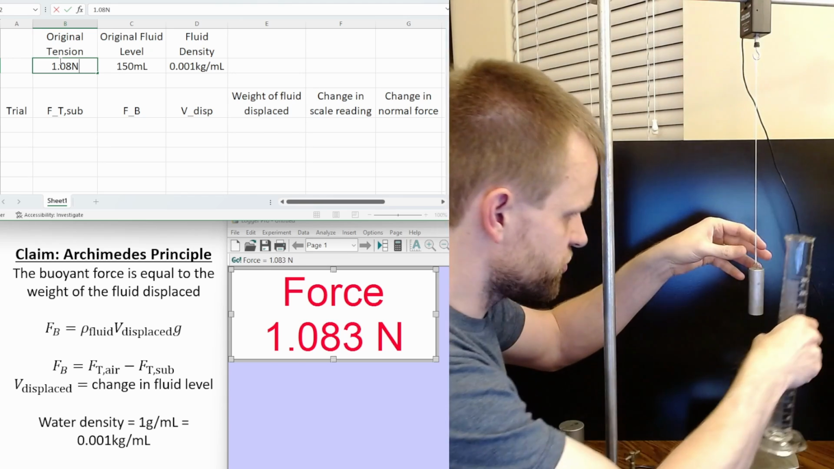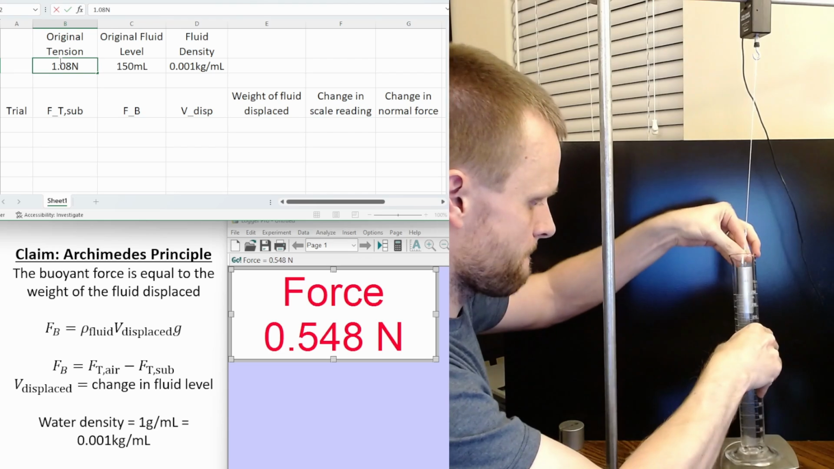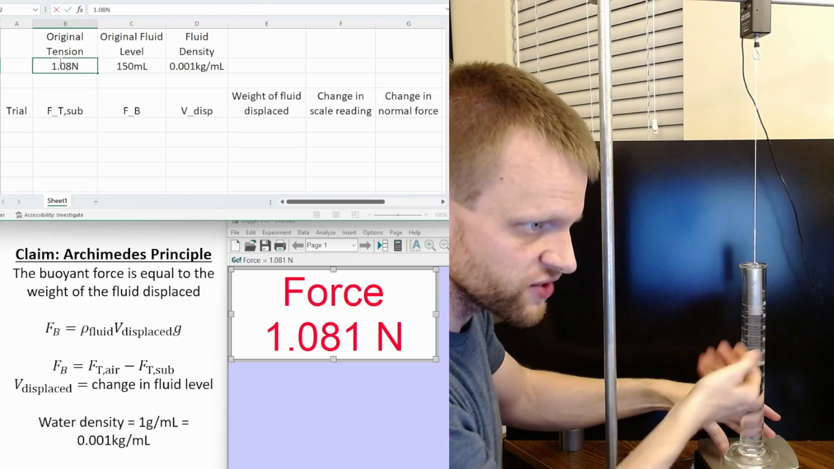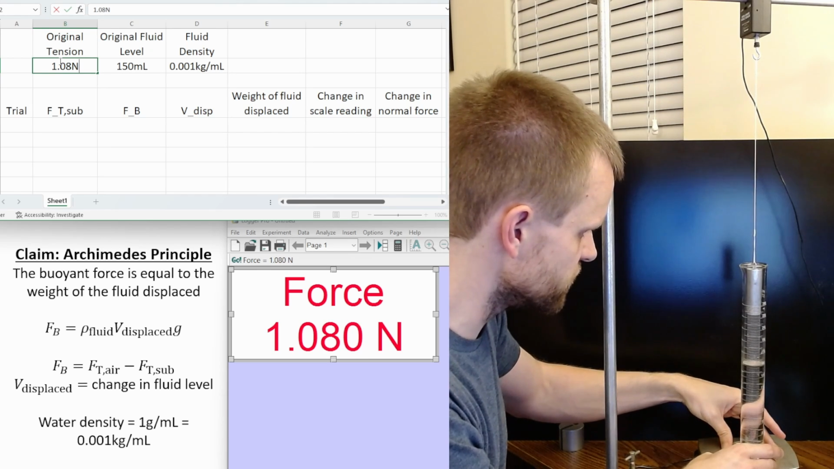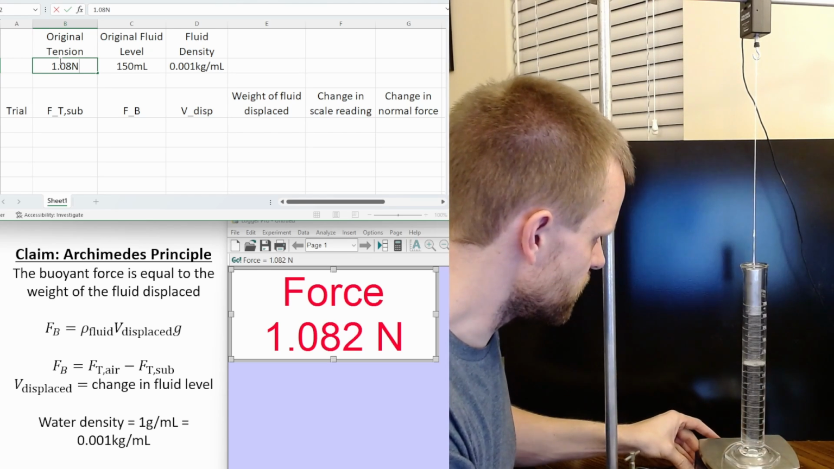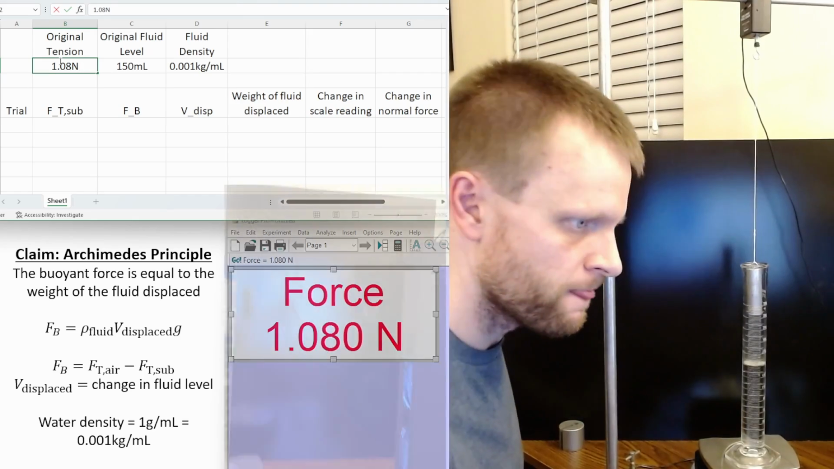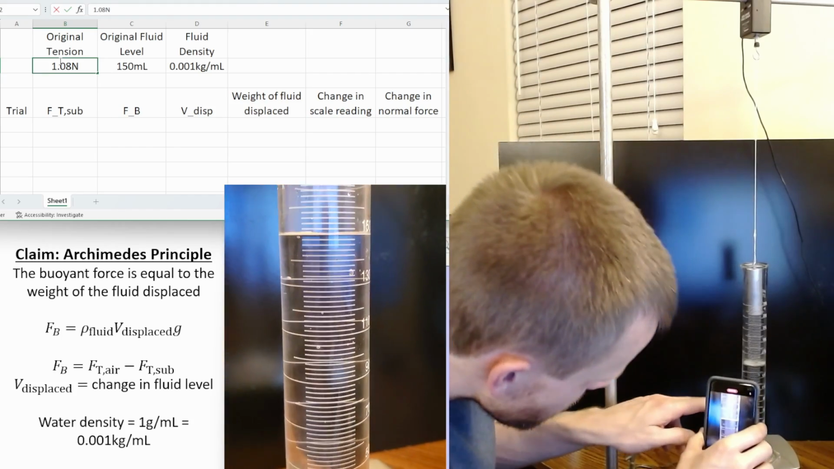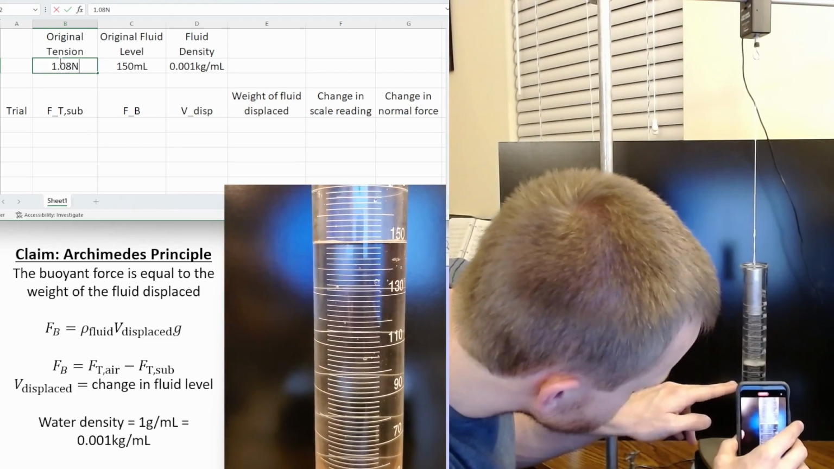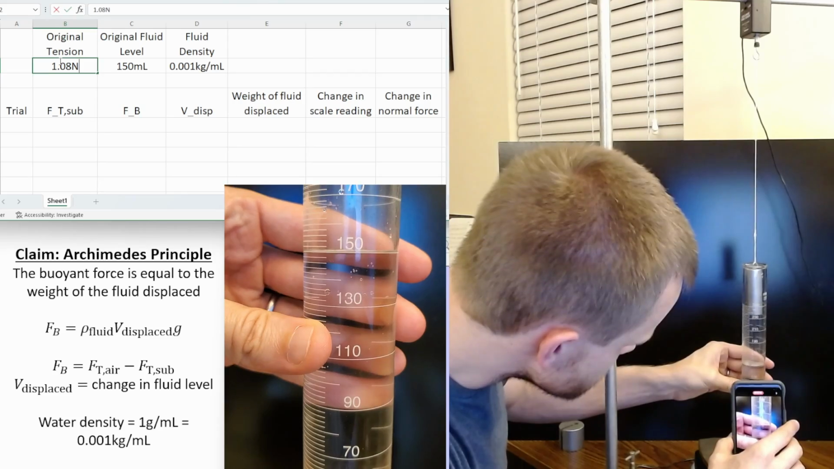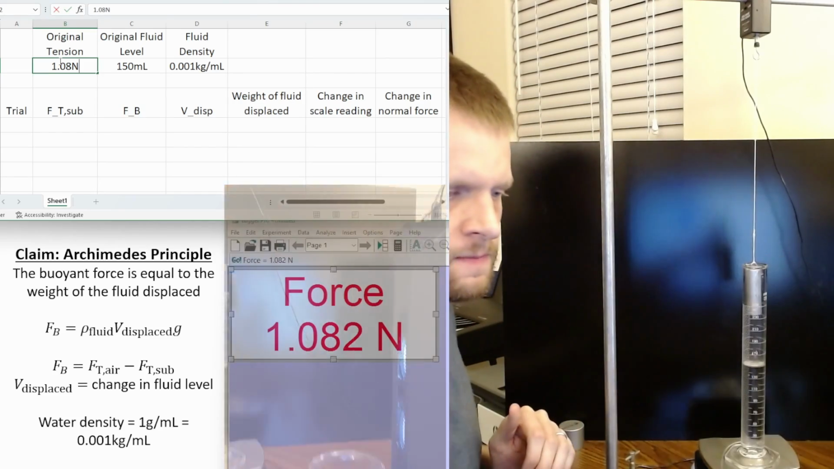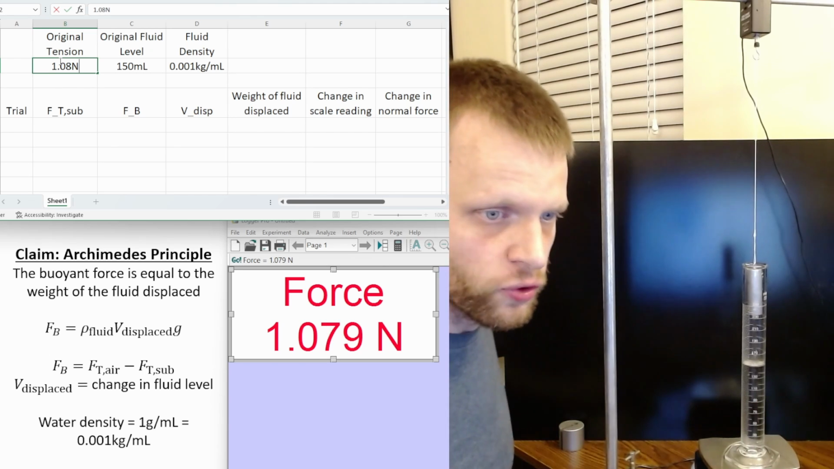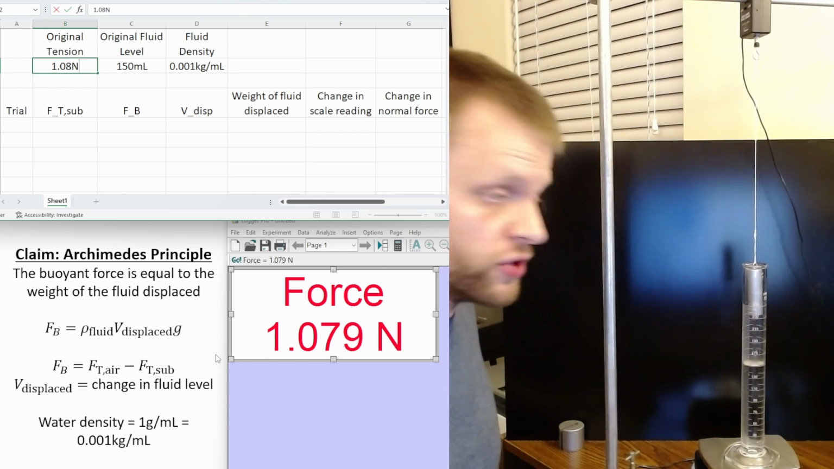Okay, so let's put these pieces together. And hopefully this is nicely aligned so it's not hitting the sides or anything. The cylinder in there is not hitting the sides. And again, in our original start, I've zeroed this so there's no reading from the scale. Our original water level is at 150 milliliters. Let me rotate that a little bit so you can see that better. And before I've actually started submerging this object into the fluid, the force acting on that is around 1.08 newtons.